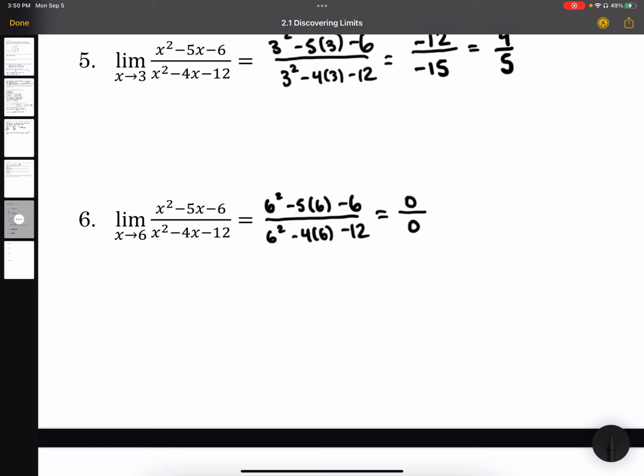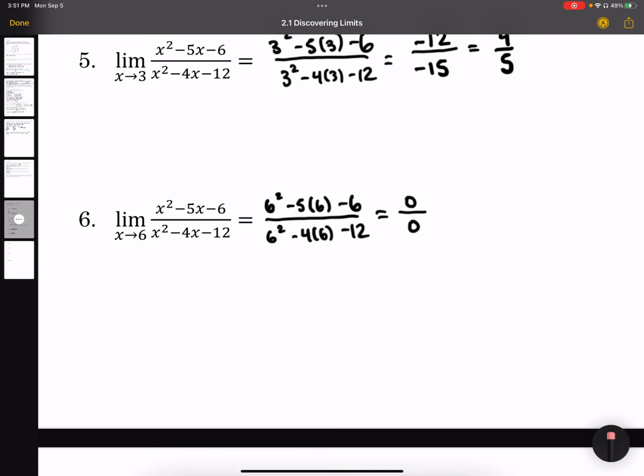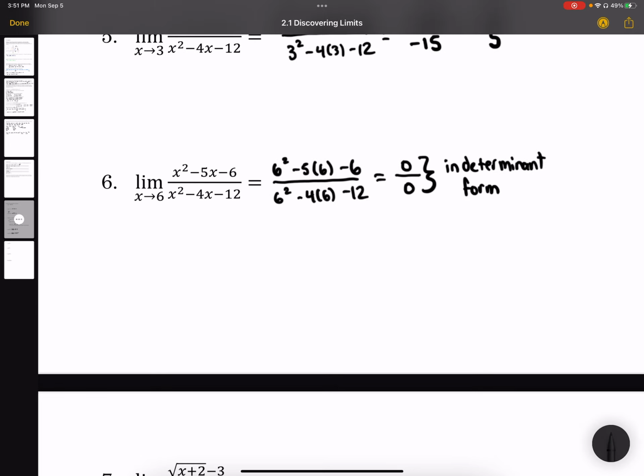So when this happens, we see if we can factor the problem and evaluate the limit after we maybe cancel out a common factor. So let's see how that would go. Actually, let's write down, this is an indeterminate form. So anytime we get an indeterminate form, we want to see if we can find the limit algebraically by factoring, using a conjugate, or finding common denominators or something. So next, we're going to factor our numerator and denominator.